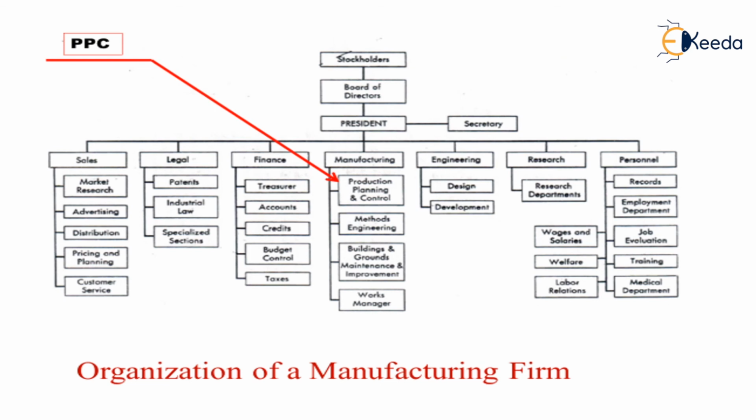And finally, production planning and control comes under this system of manufacturing in an entire organization, which consists of different departments like sales, legal, finance, manufacturing, engineering, research, and personnel. So among all, we can see the manufacturing, and production planning and control comes under the manufacturing process. So this is where production planning and control lies in an entire organization.